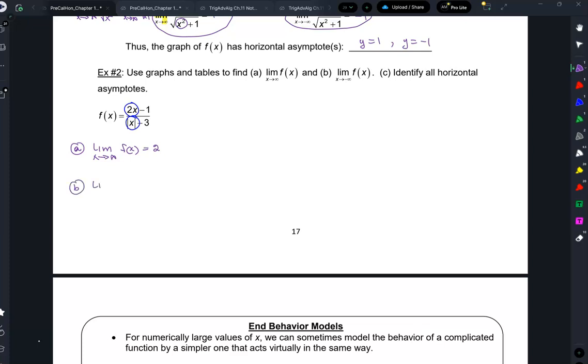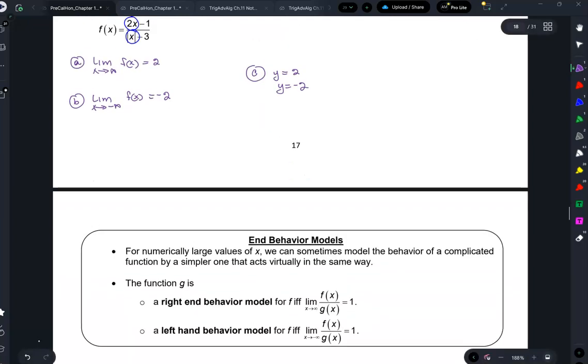B, limit as x approaches negative infinity, f of x, what would that be? Negative 2, right? Because it's like negative over positive. Fabulous. So now C, what are the horizontal asymptotes? Y equals 2, y equals negative 2. So A and B is the justification, C is the thing, okay?